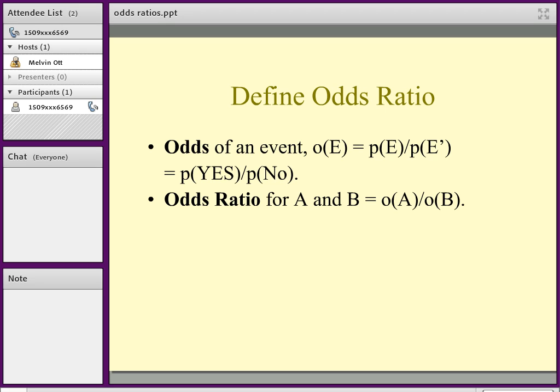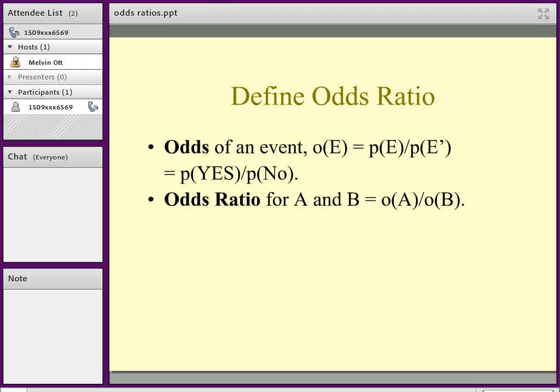First off, I want to define an odds ratio. The odds of an event are represented by probabilities. It's the probability that an event happens divided by the probability that it doesn't happen. Another way to state that is the probability of yes divided by the probability of no. Yes, it happens, or no, it doesn't. So if you form an odds ratio for two events, you just calculate the odds of one event divided by the odds of the other.